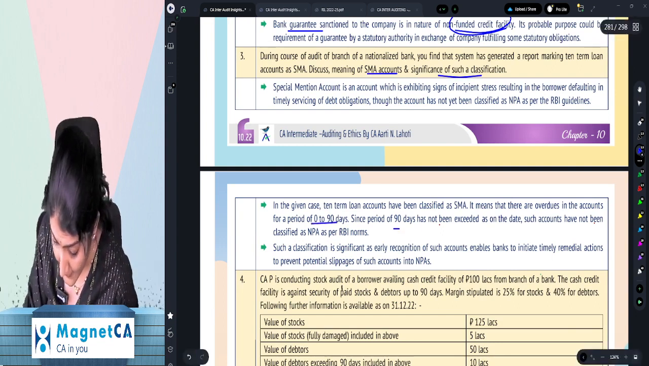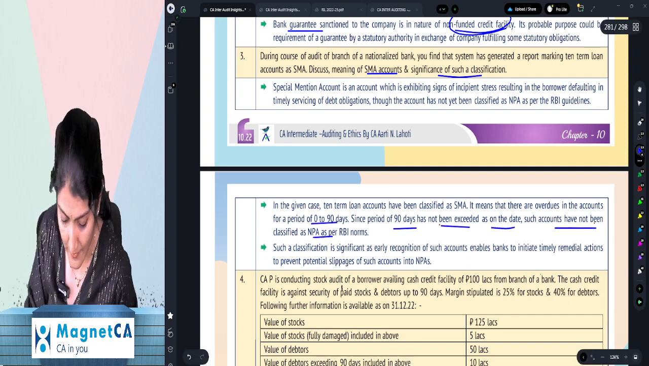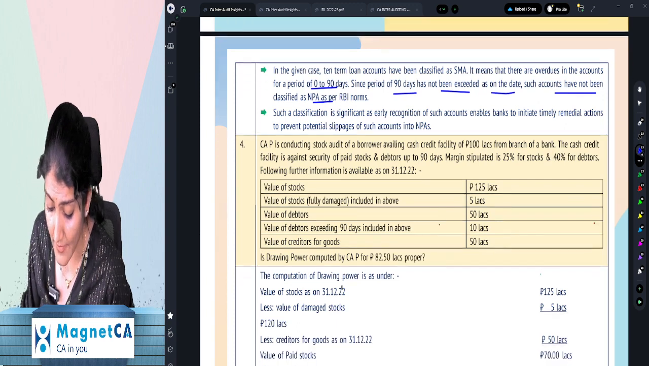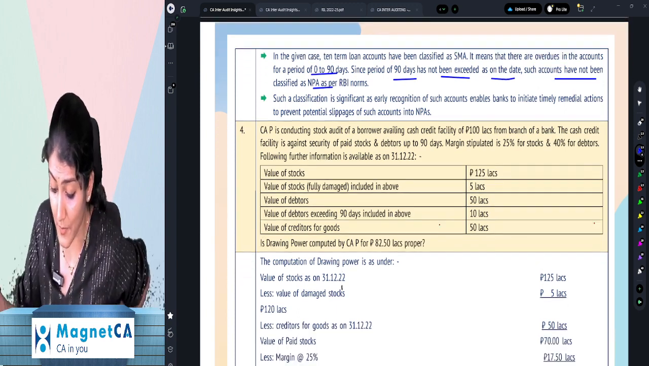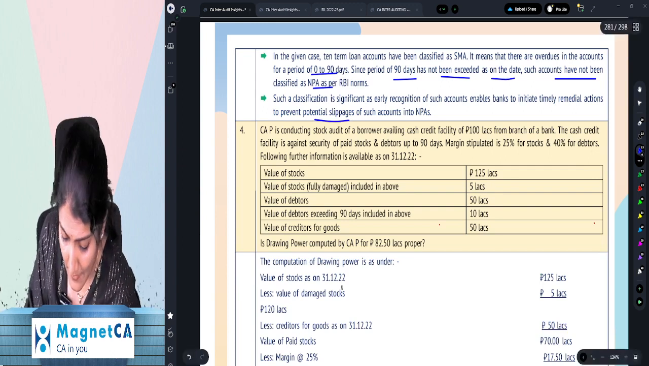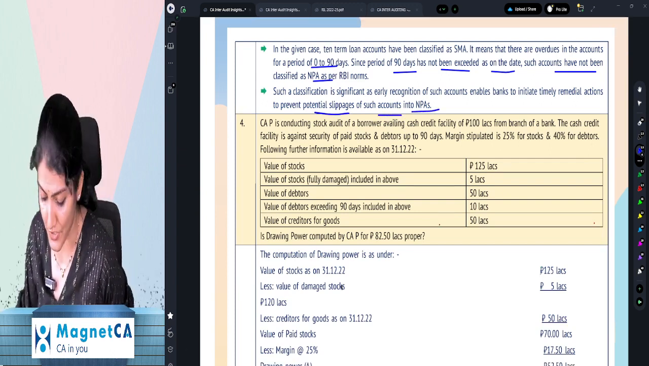Since the period of 90 days has not been exceeded as on that date, such accounts have not been classified as NPA. Such a classification is significant as early recognition of such accounts enables banks to initiate remedial action to prevent potential slippages of such accounts into NPA. That is why they are called the special mention account.